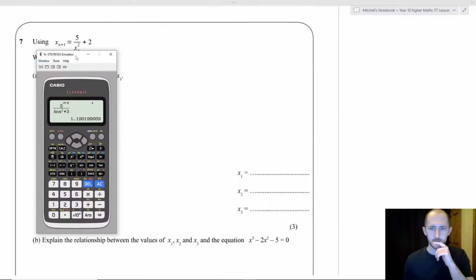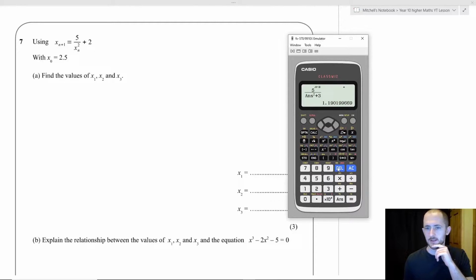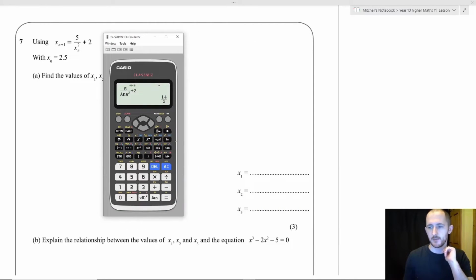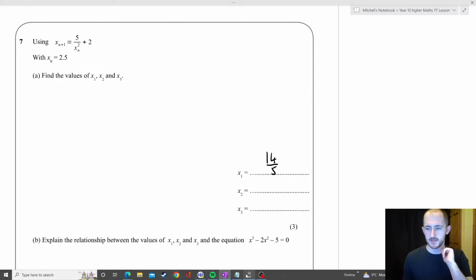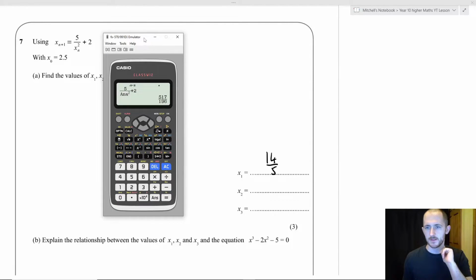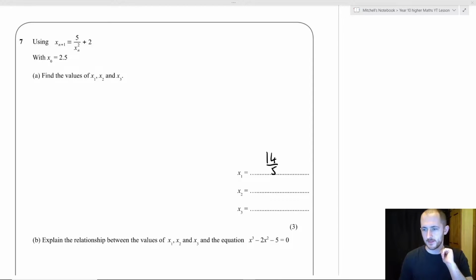Again, start with 2.5, press equals, that now makes that my answer button. Now I rewrite this formula, but instead of writing the xn bit, I'm just going to write answer. And again, it doesn't matter what letter it is, just whatever the variable is, replace with the ANS button. And I just keep pressing equals. Nice and easy. And I'm going to leave this in terms of a fraction because I think it's going to get quite messy otherwise.